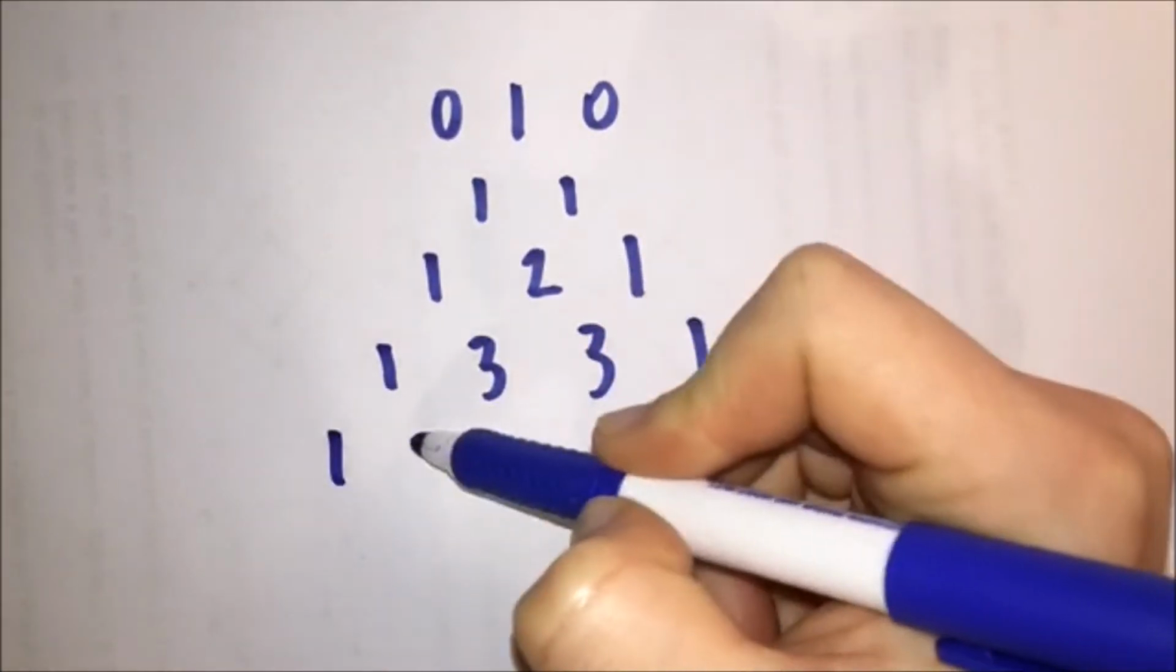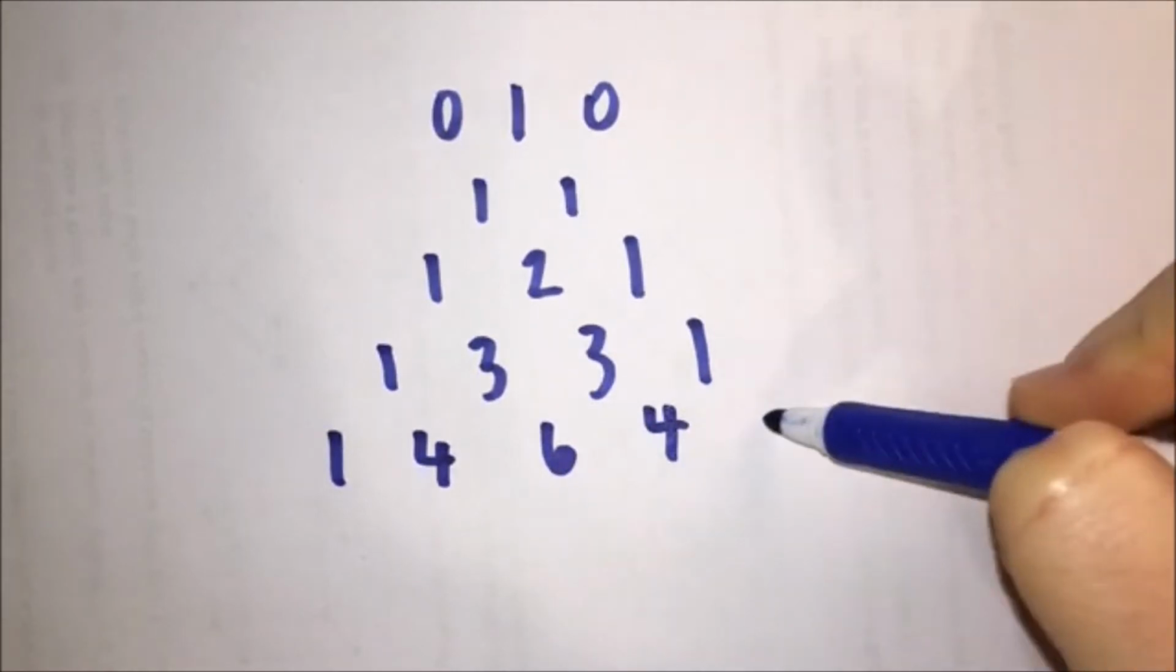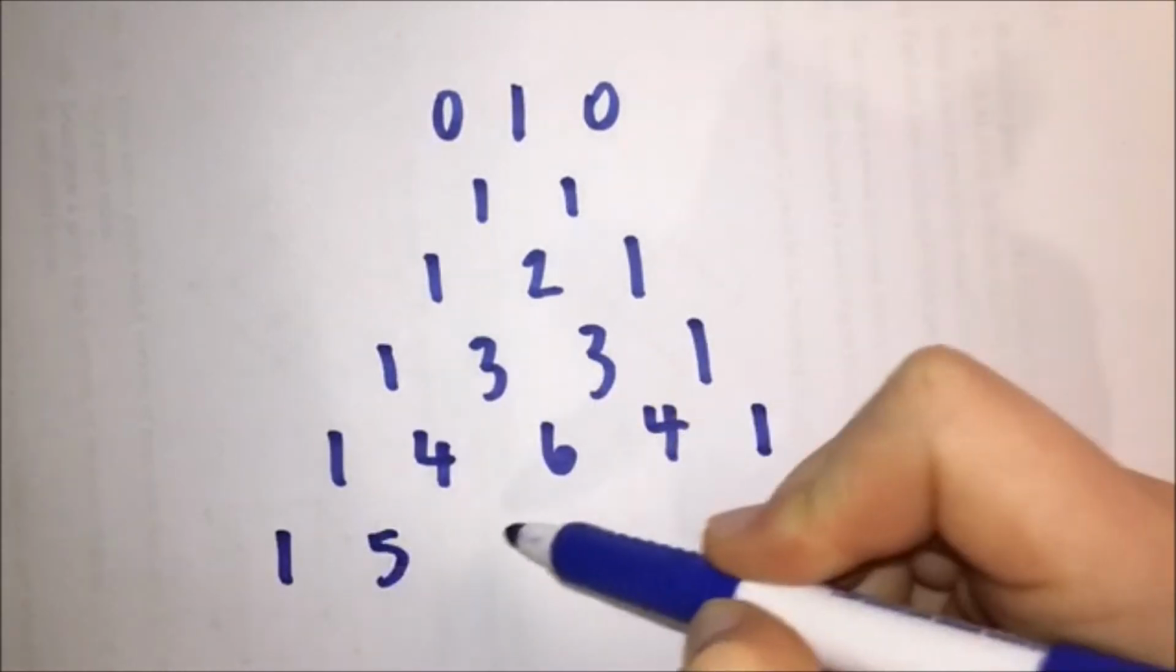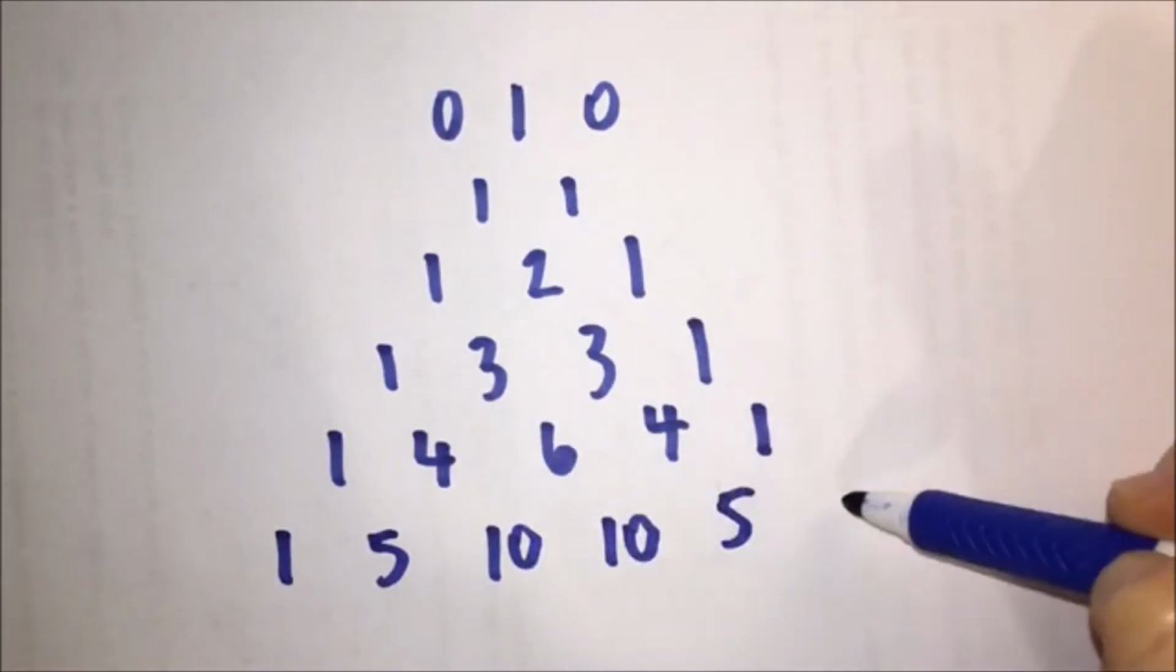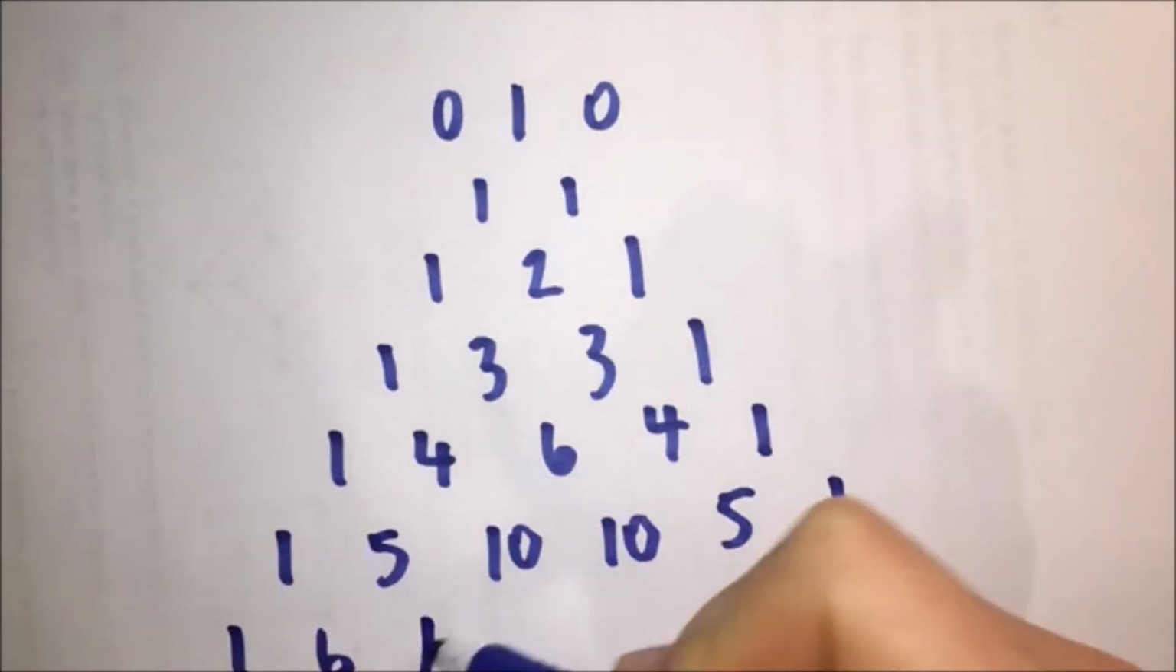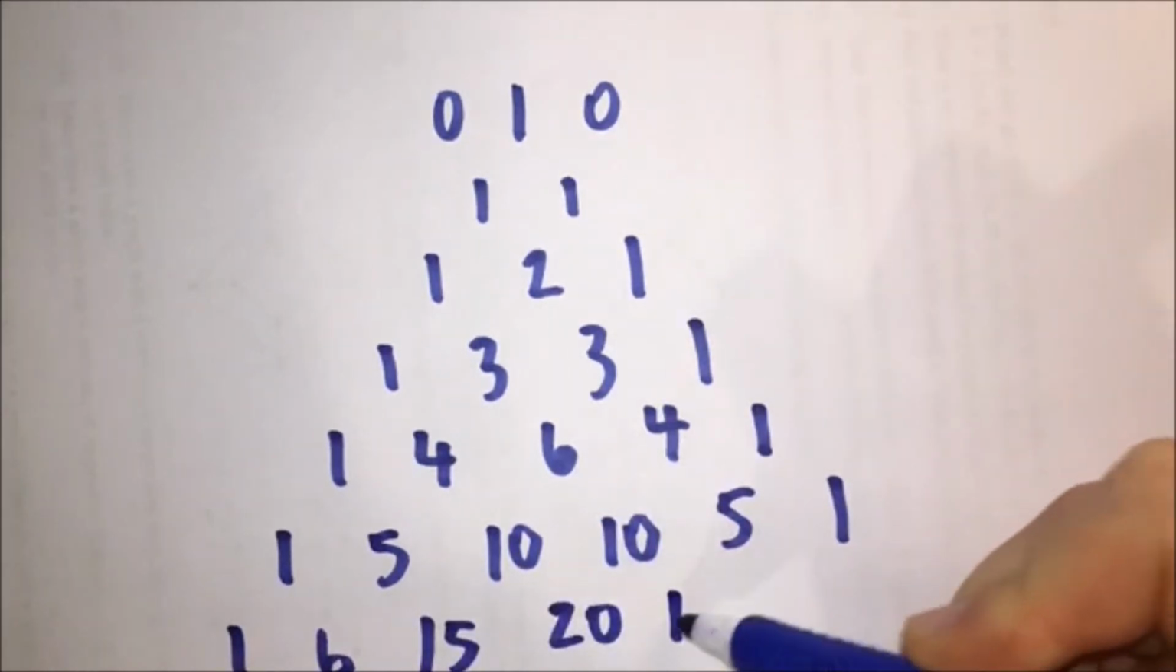For example, it goes 1, 1, 1, 1, 2, 1, 1, 3, 3, 1. Do you see the pattern? This creates an infinite triangle of numbers that have special properties. What are the things we can learn from Pascal's triangle?